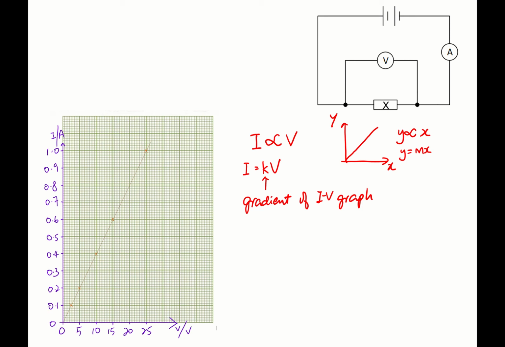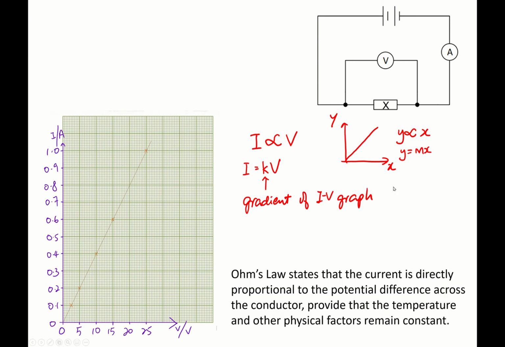What this graph shows us is that the current is directly proportional to V. That's all it shows us. And that is actually Ohm's law. Ohm's law states that the current is directly proportional to the potential difference across the conductor, provided that the temperature and other physical factors remain constant. So that's what Ohm's law tells us.